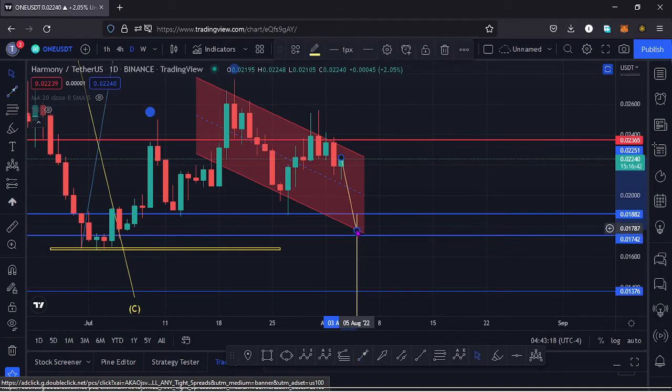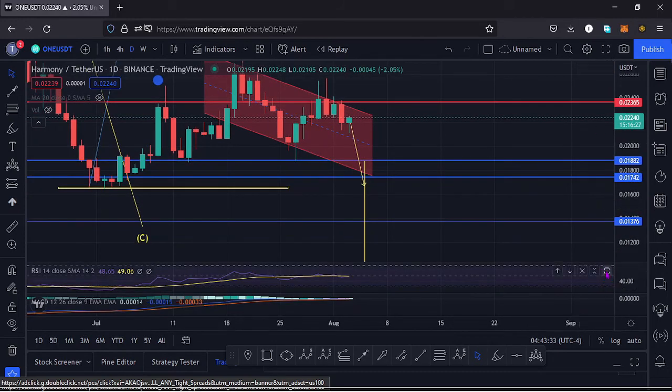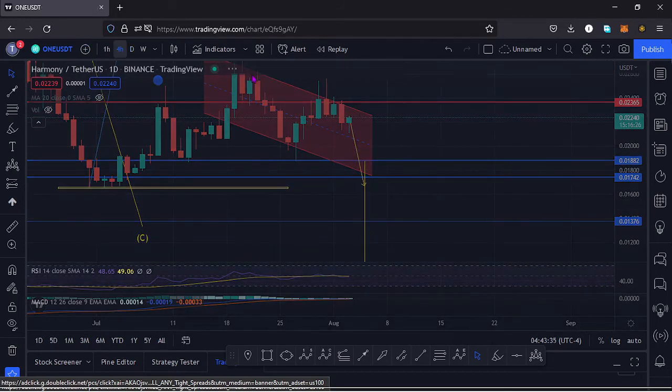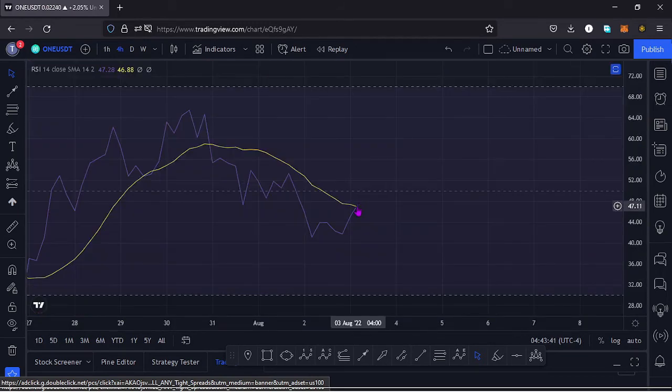And in case we go to the lower side, we can either break to the lower side of the channel or find support within that channel and then have a reversal to the upper side, breaking above this key area of resistance. So let's be patient and see how that plays out. If we also take a look at the 4-hour RSI, on the 4-hour RSI we are trading at around the 47 mark, and that would mean we have massive room for us to continue trading to the upper side.